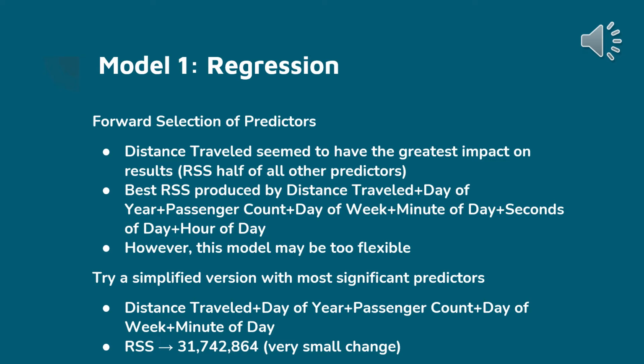To compare to this, we tried a simplified version with really the most significant predictors from the previous model, those being distance traveled, day of the year, passenger count, day of the week, and minute of the day. In this case, the RSS only had a very small change, so this kind of gives us 3 sets of data to start with in terms of prediction.